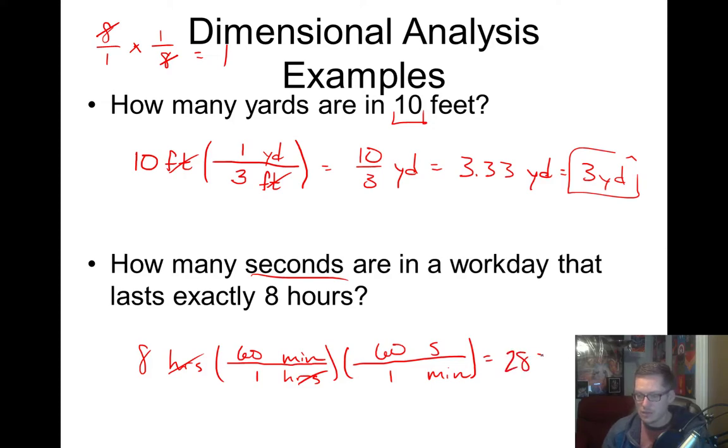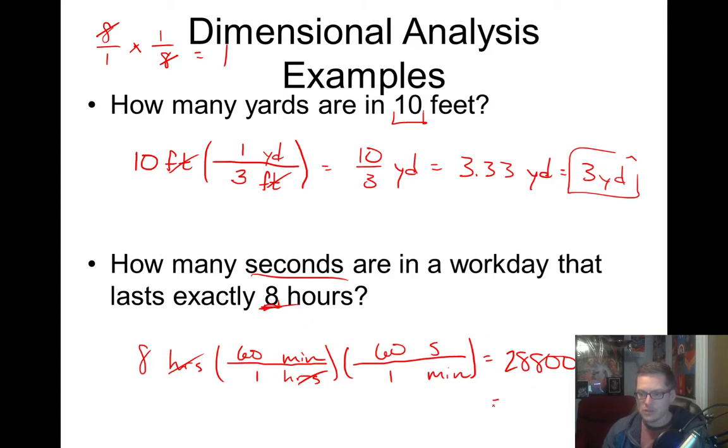So it would be 28,800 seconds. Now think about sig figs real quick. The 8 has 1 sig fig. Now remember, the 60s here are defined values. These are defined ratios, so they have unlimited sig figs. So the 8 is the number of sig figs we care about.